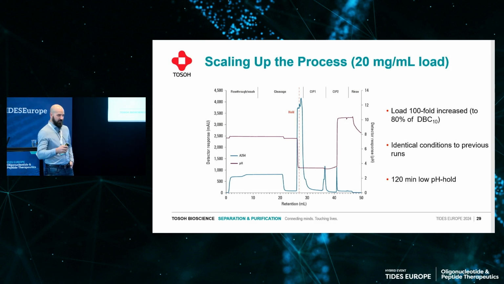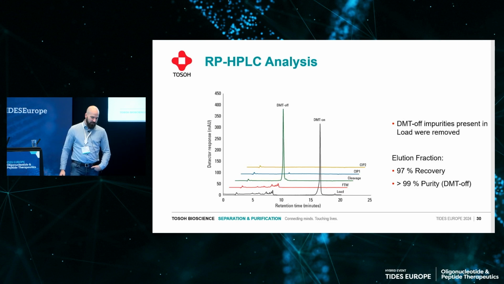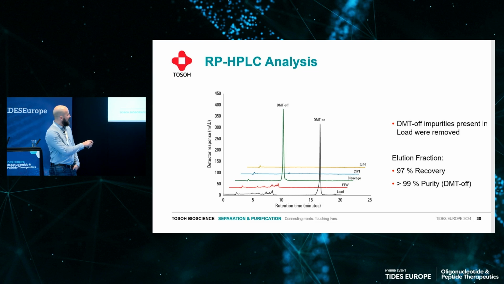experiment. Everything else is identical in terms of the run conditions, and at this point we held the low pH for 120 minutes. Looking at the results, we can see in our load feed we had a lot of DMT-on oligo with all those DMT-off shortmers. In our flow-through and wash fraction, we have all of those shortmers eluting. In our elution fraction, we have just our DMT-off oligos, full-length product with a little bit of N+1.